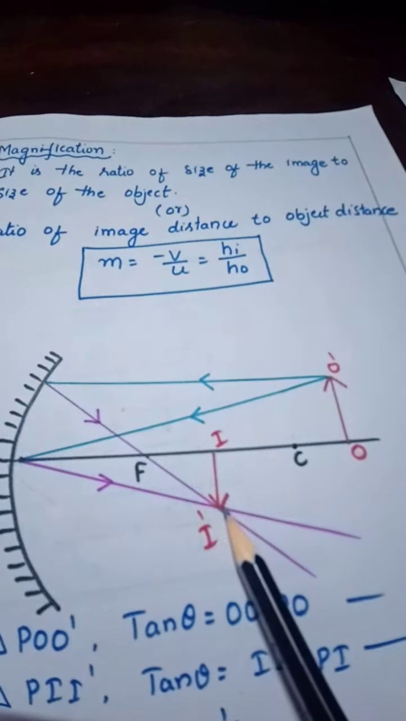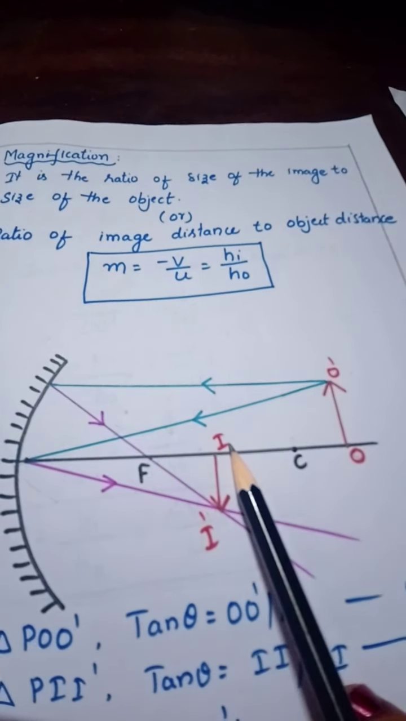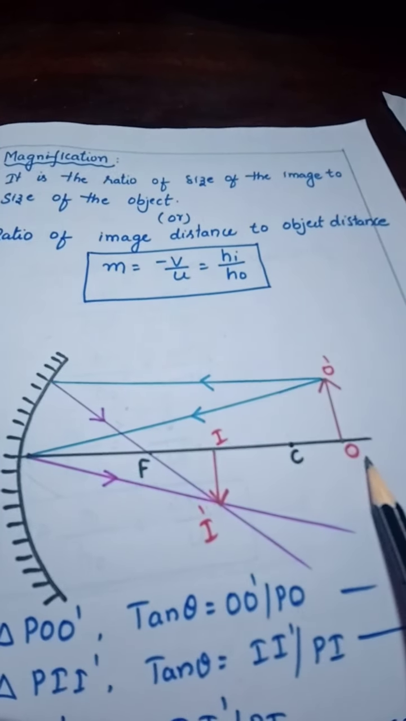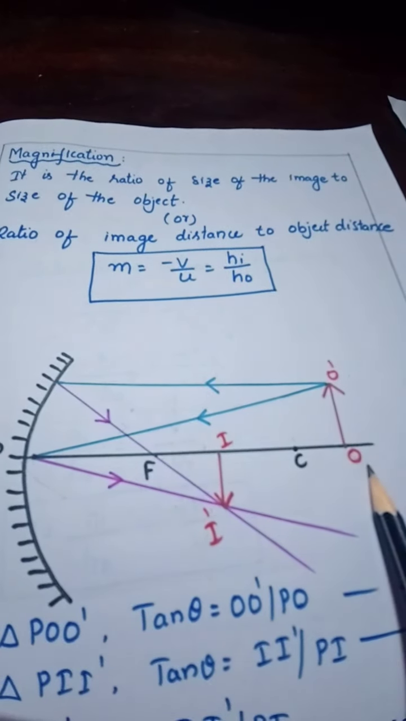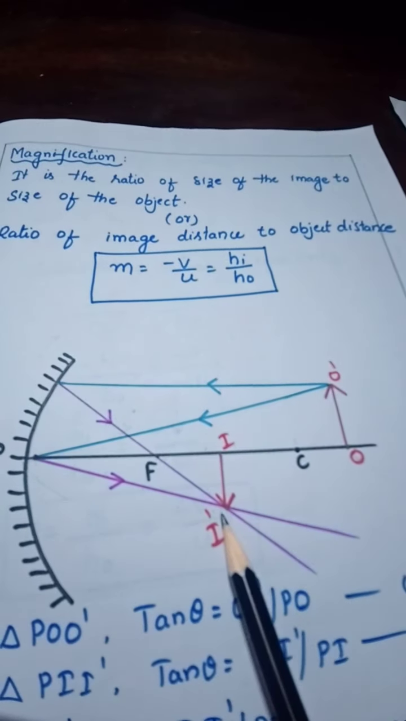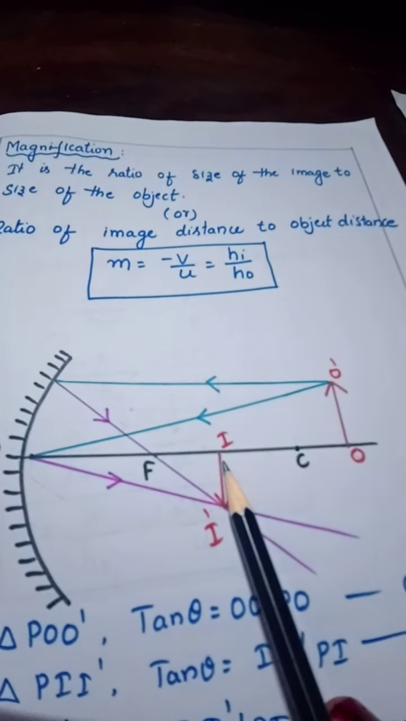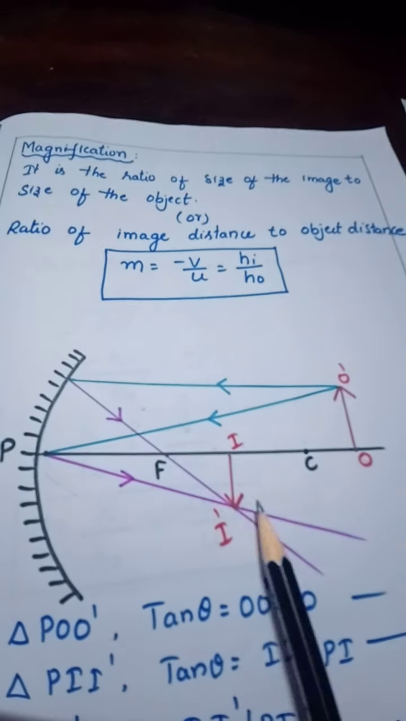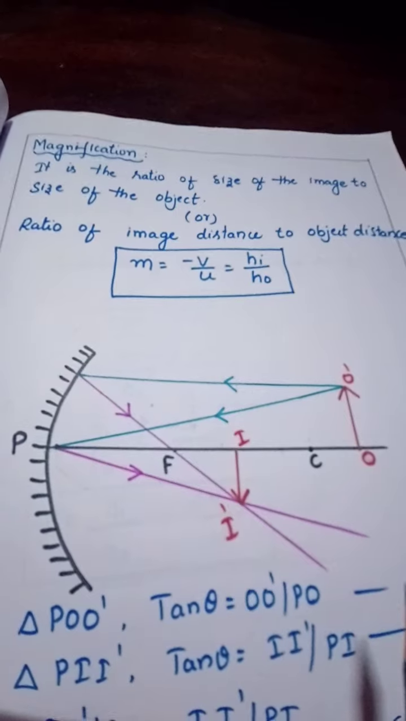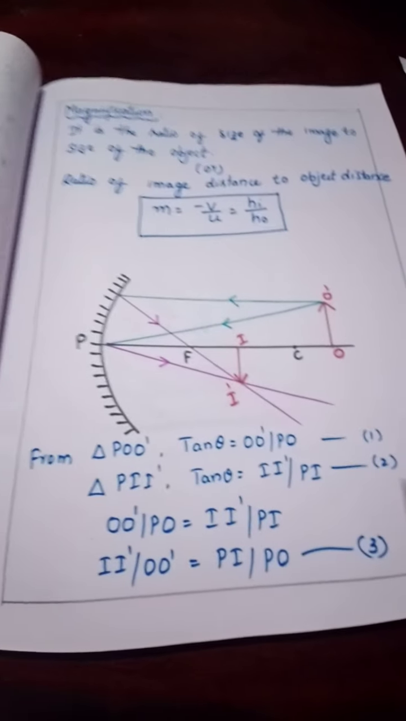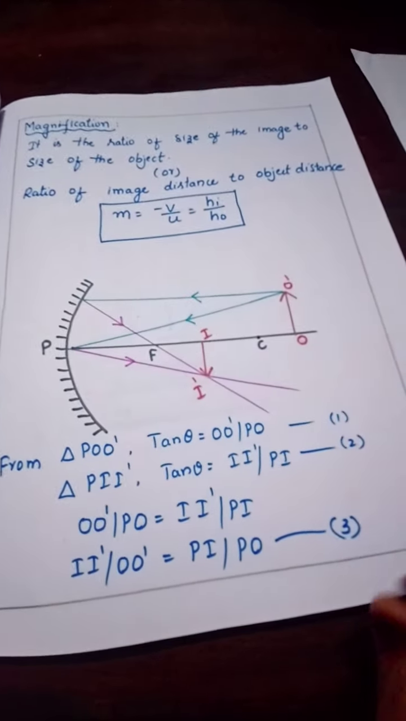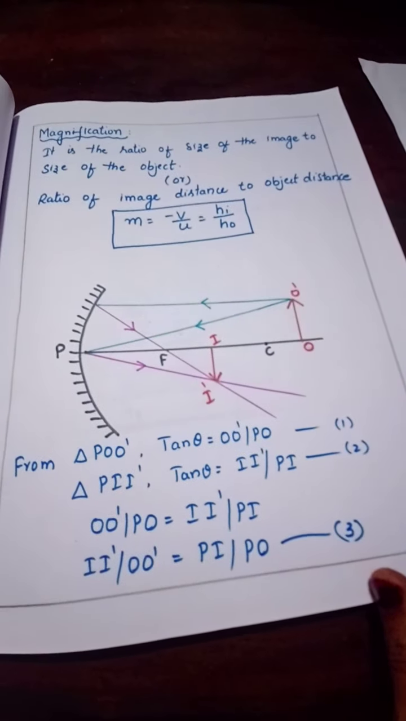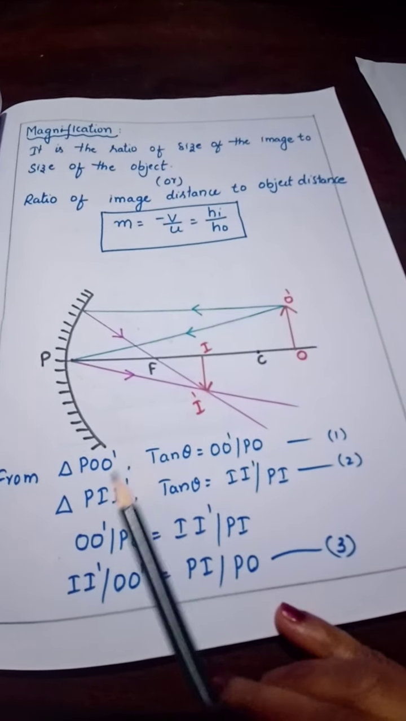So this will be I dash and this will be the I. If the object is beyond the center of curvature, then we get the image between F and C. The image size is diminished, and also real and inverted. This is the case we are considering to derive the magnification formula. To derive the magnification formula, we are taking a triangle POO dash.